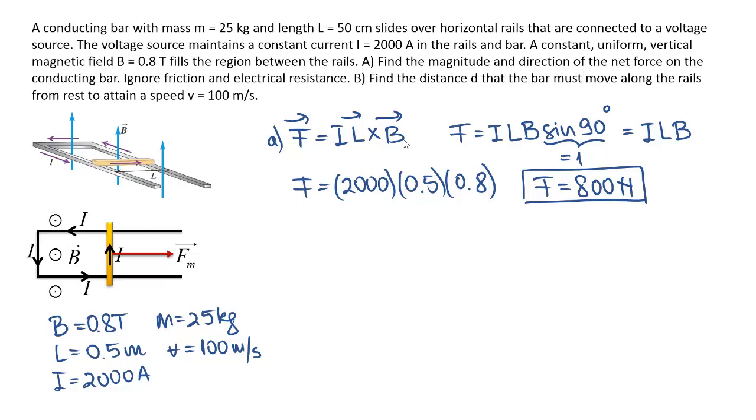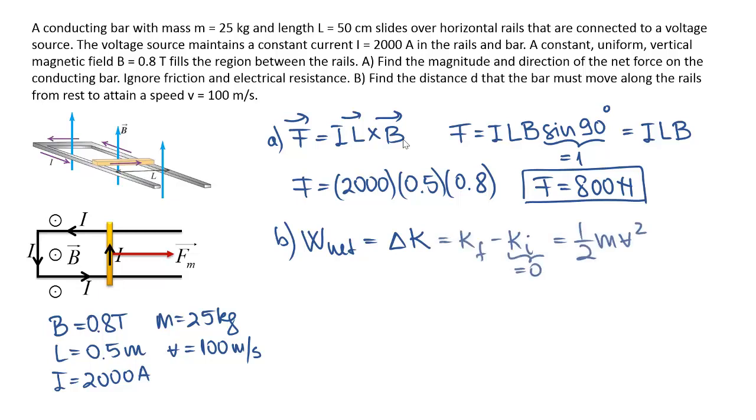Therefore, we can simply use the work kinetic energy theorem that says that the work done by all forces acting on the bar, in this case just the magnetic force, equals the change in kinetic energy of the bar. The change in kinetic energy can be written as the final kinetic energy minus the initial kinetic energy. Well, the initial kinetic energy is 0 because the speed of the bar is 0. And the final kinetic energy can be written as 1/2 mass velocity squared.